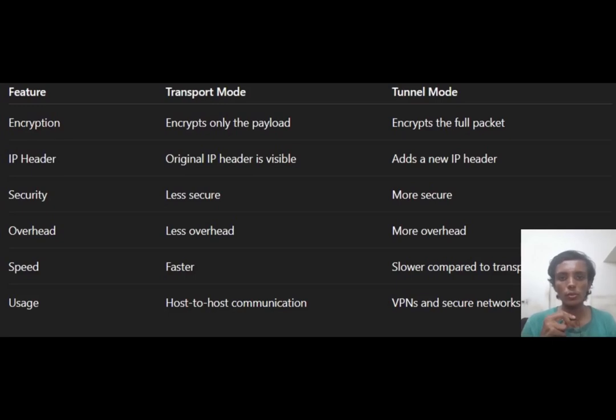In the transport mode, there is less overhead, and in the tunnel mode, there is more overhead as we are adding a new IP address to it. The transport mode is faster compared to the tunnel mode as there is a new IP address added to it. The transport mode is used in host to host communication, while in tunnel mode, VPN and secure networks are used. Thank you.